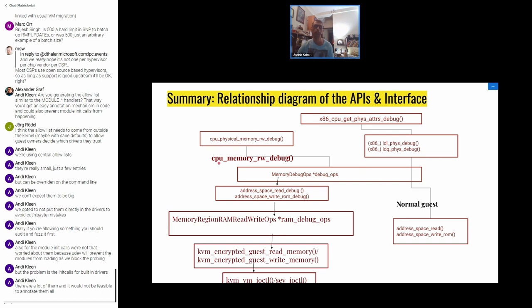For the virtual side, a similar code path is used. CPU memory read write debug is the main function for all virtual memory access. So again, it goes through the same path from the address space handler to the memory region handler, and then goes into specific IOCTL paths, which will invoke the PSP, in case of SEV, to decrypt and encrypt the guest memory specifically.